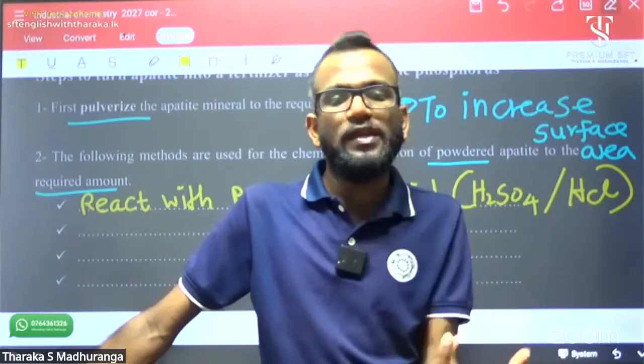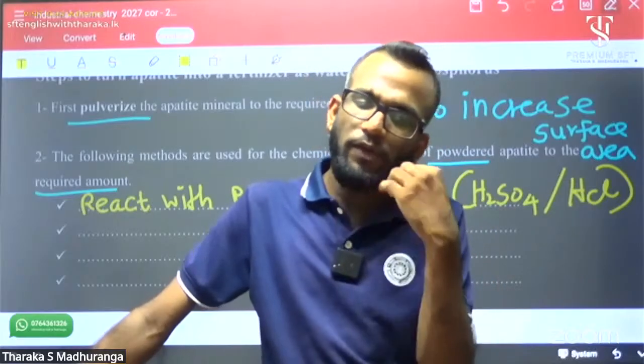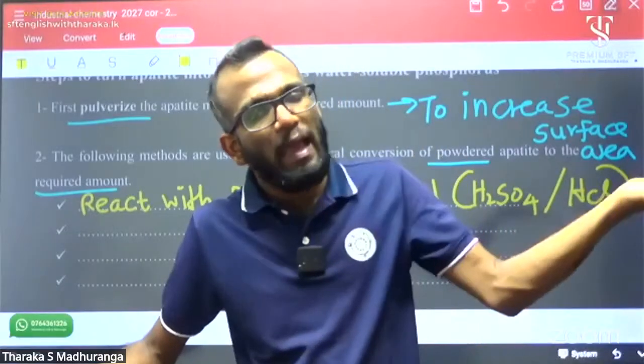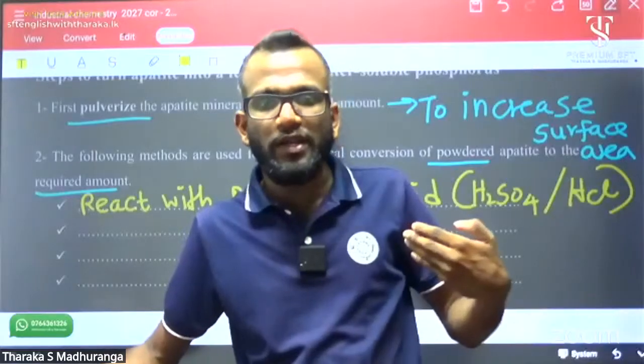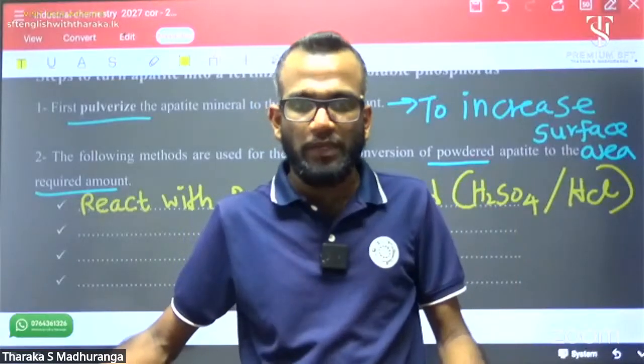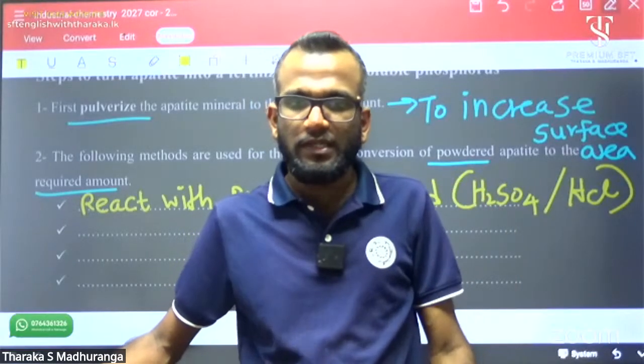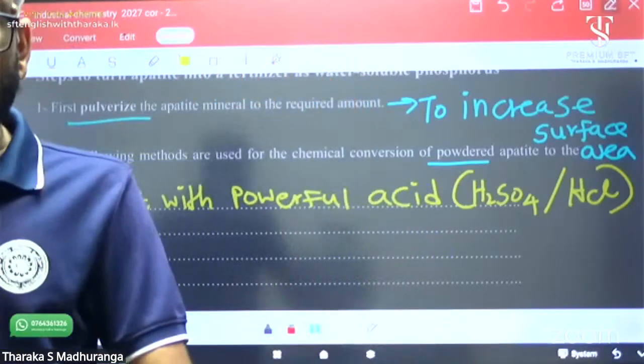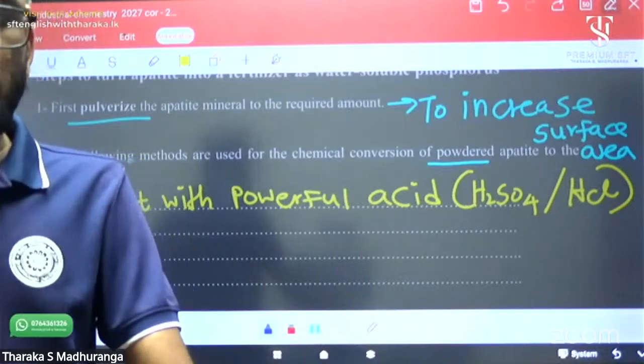But the problem in Sri Lankan conditions is we don't have any acid production industry. Therefore, as practice, what are we doing? Export apatite and import already produced TSP, triple superphosphate. Understood? As alternative methods, we can make additional methods.